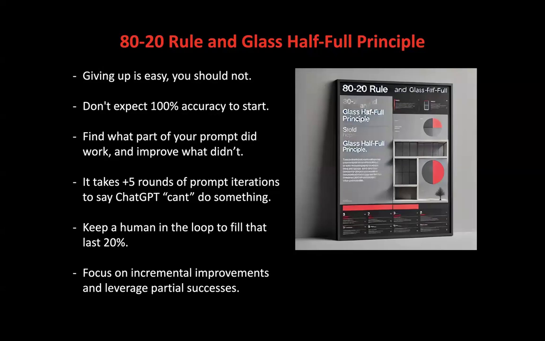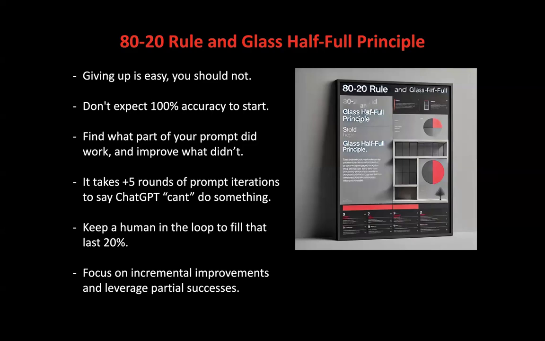So I would say it takes at least 5 rounds of you try a thing, you iterate on your prompt, and then you do it again and again and again for me to be like, okay, confidently it can't do that. And even if it can't do it 100%, you are still there, so keep yourself in that loop and fill in that last 20%. Don't underestimate that it got you 80% of the way there and it didn't solve the whole problem for you, right?